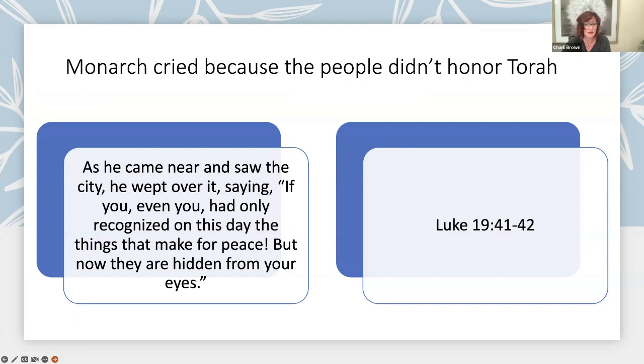Wait a minute. In Luke 19:41-42, Yeshua says, and he came near and saw the city, and he wept over it, saying... where did he weep? Jerusalem, right?